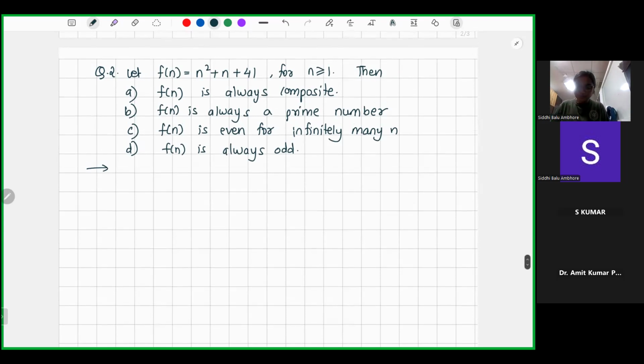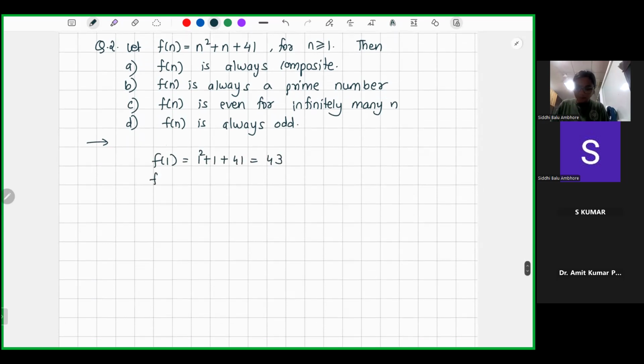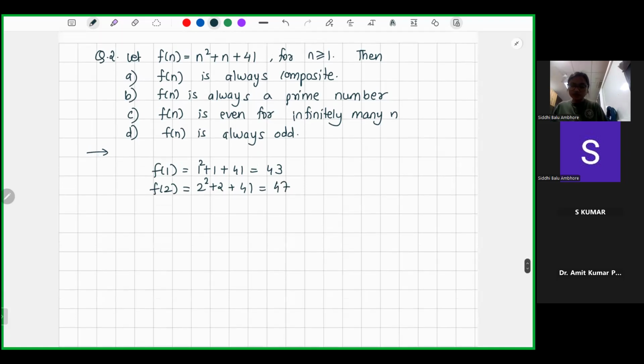See, f of n is this. What is f of 1? F of 1 is 1 square plus 1 plus 41, that is 43. F of 2 is 2 square plus 2 plus 41. This is 47. So f of n is not always composite, right? This is prime. This is also a prime number. So f of n is definitely not always composite. We got at least one n for which it is prime. So first one is false.